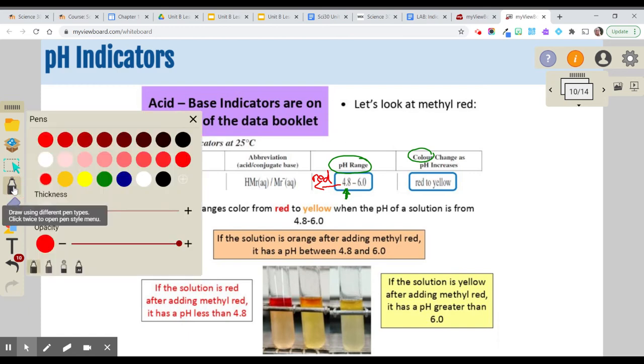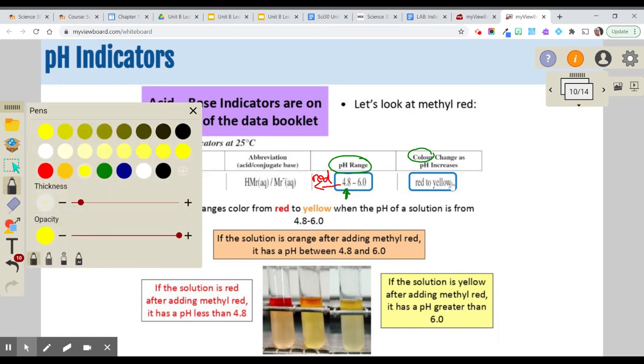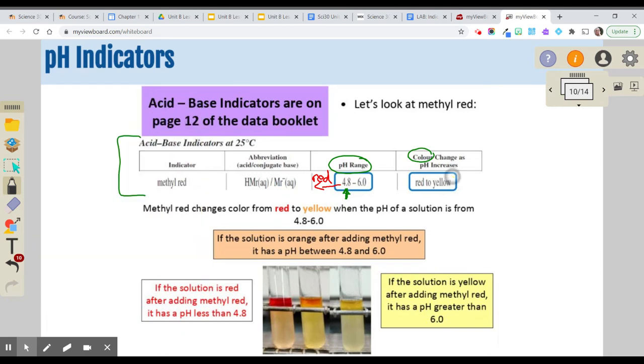Above 6.0, you can see that a pH of 6.0 and above is yellow. I'm writing yellow, hard to see it. So this indicator, if you put it into an acid that is below 4.8, like 1.2, methyl red will be red. If you put this into a base, say a pH of 9, the indicator will turn yellow.